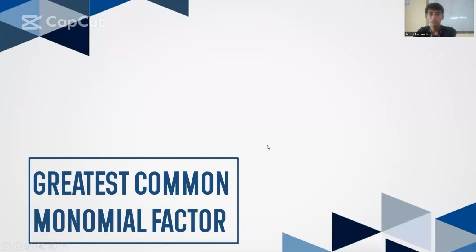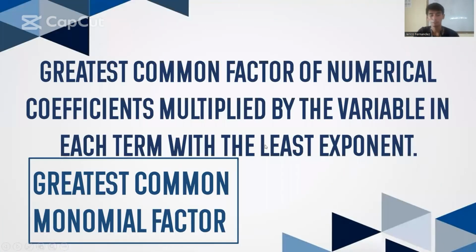Now, the greatest common monomial factor. The greatest common factor of number or greatest common monomial factor of numerical coefficients multiplied by the variable in each term with the least exponent. Okay? Ang greatest common monomial factor ay yung product ng greatest common factor ng numerical at yung variable na common na may least exponent.